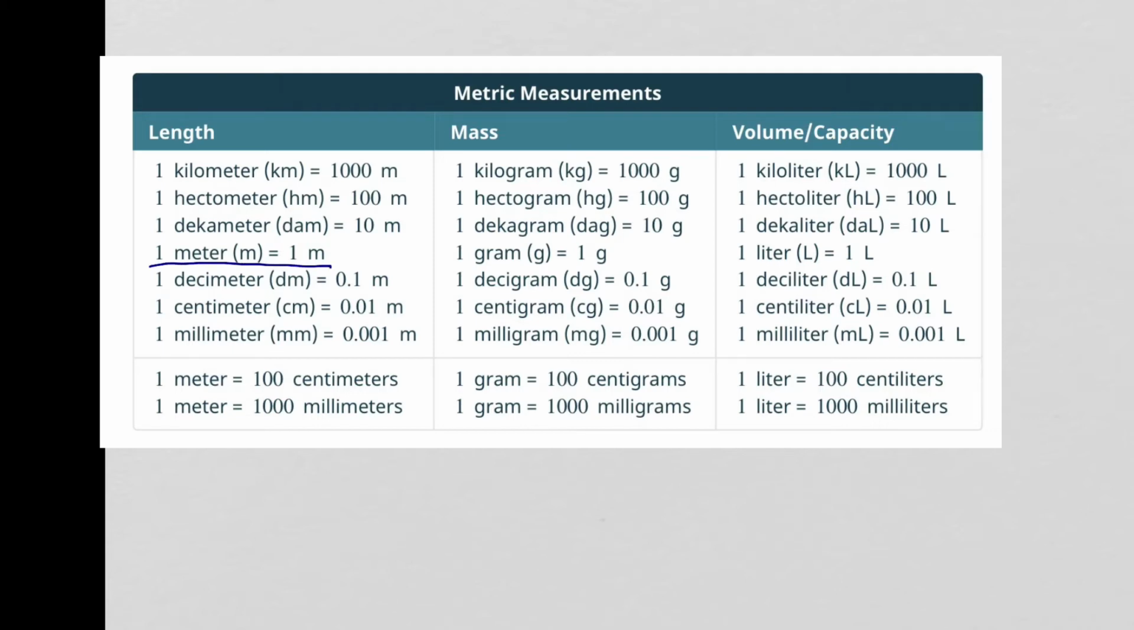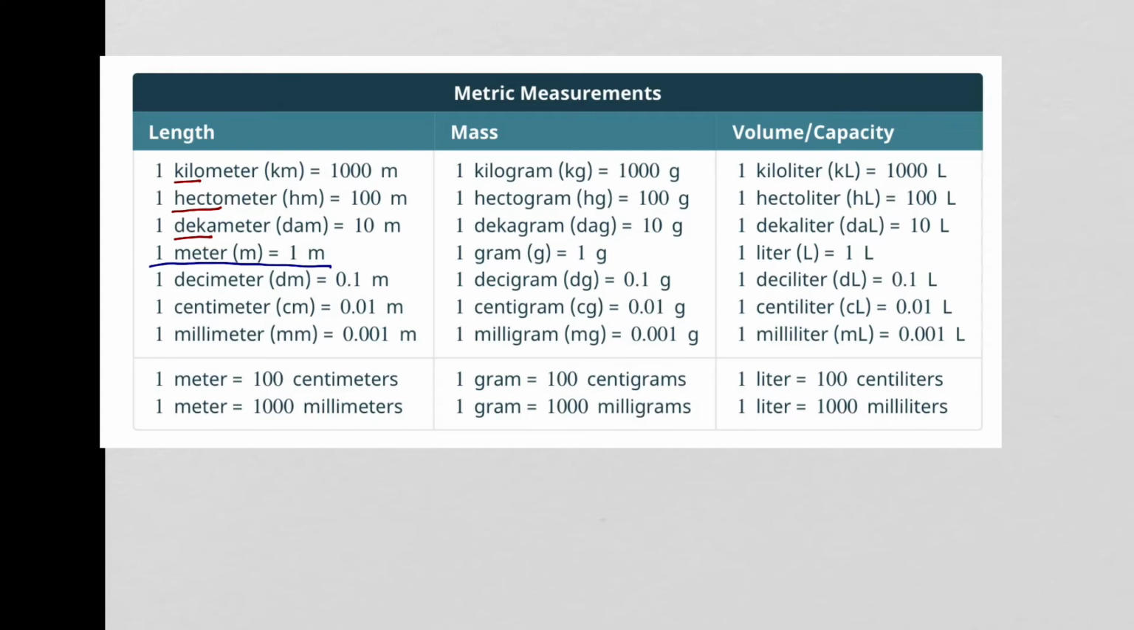And then if I want to represent a larger length or a smaller length, I just use a prefix. So if I want to represent 10 meters, then the prefix is deca. So in this case, deca represents 10 times. A decameter would be 10 meters. For 100 times, the prefix is hecto. So I put that in front of the meter, hectometer, that would be 100 meters. And then 1,000 times is kilo. So a kilometer is 1,000 meters.